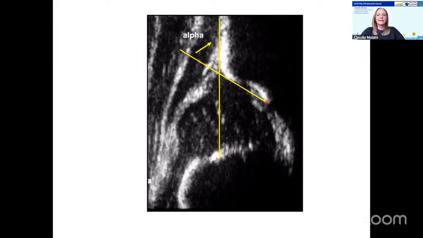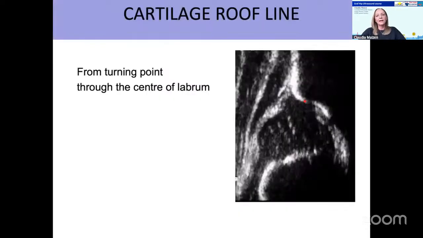So between the baseline and this bony roof line, we measure the alpha angle. For the cartilage roof line, the turning point is now relevant because we've learned that as the concavity turns into convexity, the bony roof now loses contact with the femoral head. So this is where our bony coverage ends and where the cartilage cover begins. So the turning point is the first point to draw a cartilage roof line, and our second point is the center of the labrum.